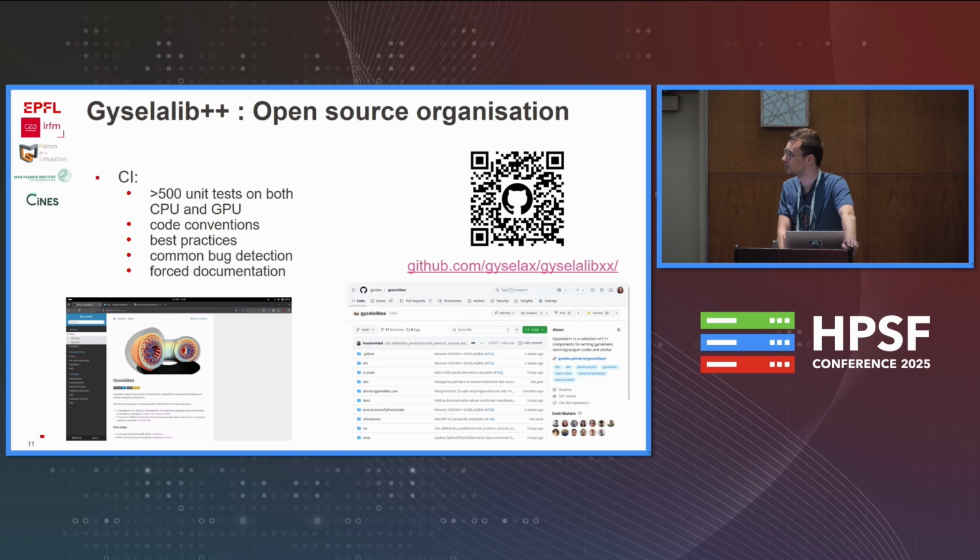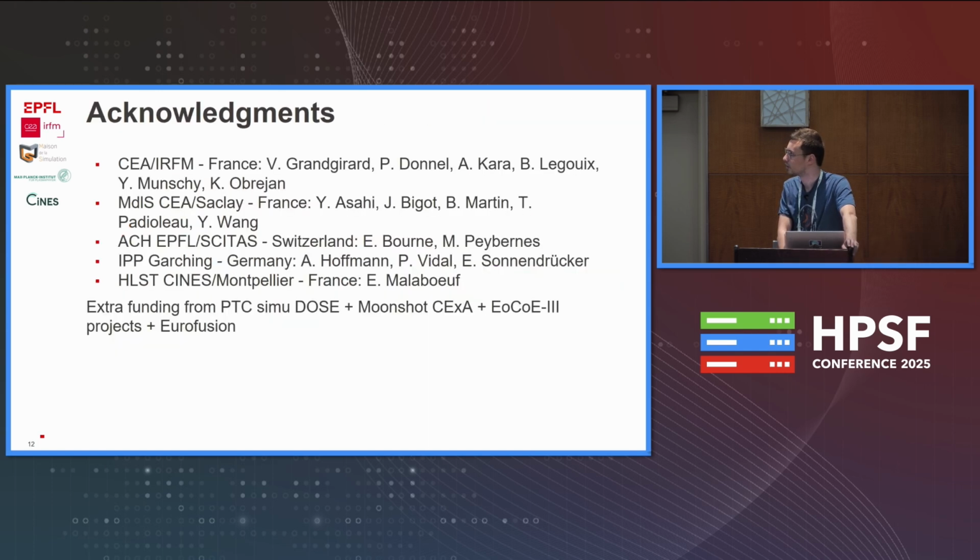This is why we have a very involved CI with a lot of testing, code convention, best practices, and a lot of stuff around that. We also force the user to write documentation. We hope that by doing that, the code quality will be maintained and people won't fear as much modifying the code. Unfortunately, doing that also has a lot of overhead. And that's it for me. Thank you.